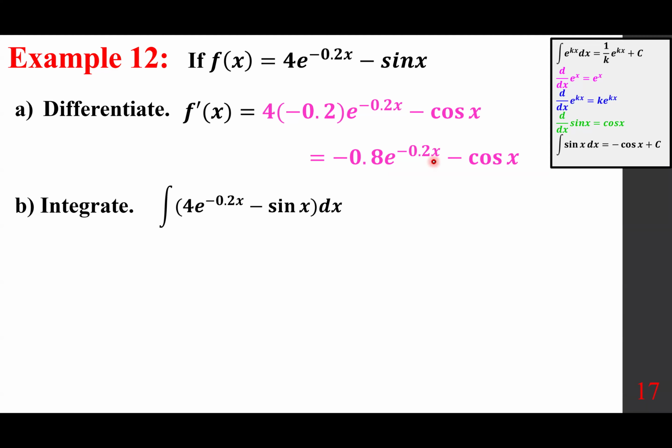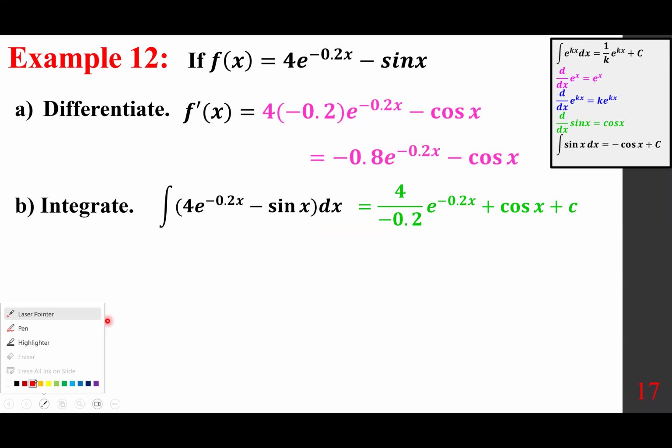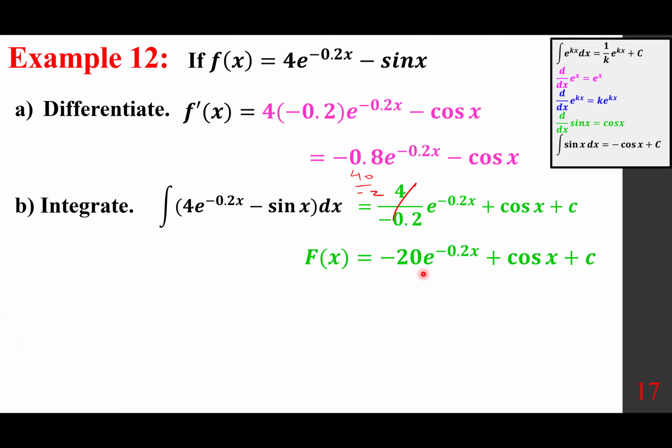If you integrate, you have to write this with a dx next to it. This one, again, the same thing, but this time we're going to divide by negative 0.2, minus the derivative of sin x was cosine, but the integral is negative. Negative and negative gives you positive cosine x and a constant, or you can use that. 4 divided by negative 0.2 is 40 divided by negative 2. So the final answer, f of x, is negative 20 e to the power minus 0.2x plus cosine x plus c.